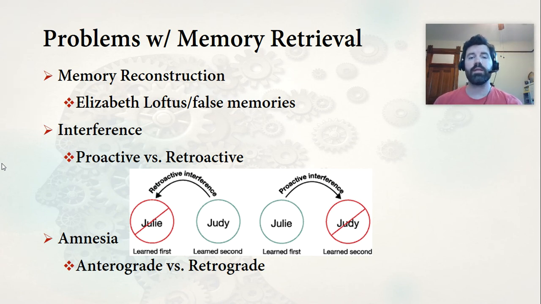Whereas with retrograde, it's like you wipe the hard drive clean, where maybe you get into a skiing accident and then you look around, and you're like, I don't know who I am, where I'm from, what my job is, who my friends are. That's the idea of retrograde amnesia.